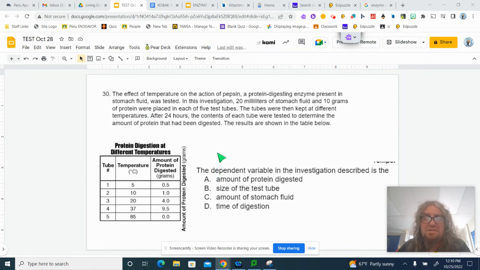Question 30 is multiple choice. The effect of temperature on the action of pepsin, a protein digestion enzyme present in stomach fluid, was tested. In this investigation, 20 milliliters of stomach fluid and 10 grams of protein were placed in each of 5 test tubes. The tubes were then kept at different temperatures. After 24 hours, the contents of each tube were tested to determine the amount of protein that had been digested. The results are shown in the table below. So here's the table. The dependent variable in this investigation is A, the amount of protein digested, B, the size of the test tube, C, the amount of stomach fluid, or D, the time of digestion.